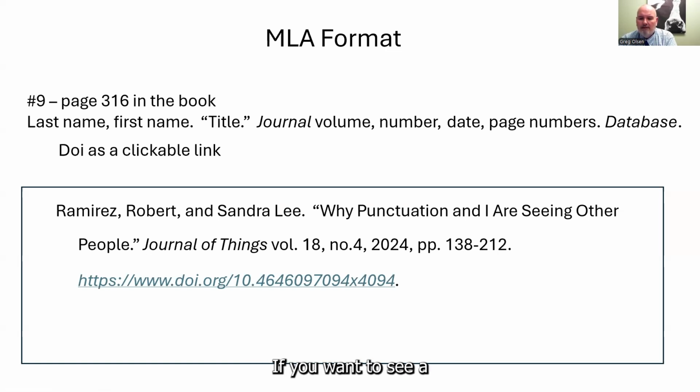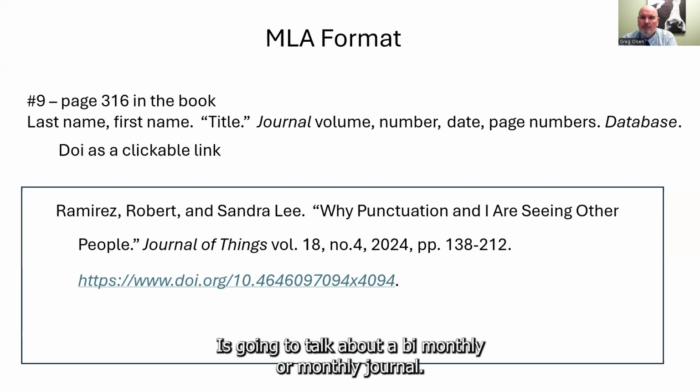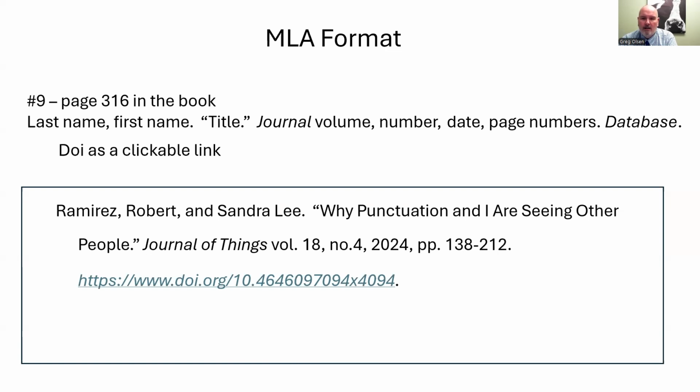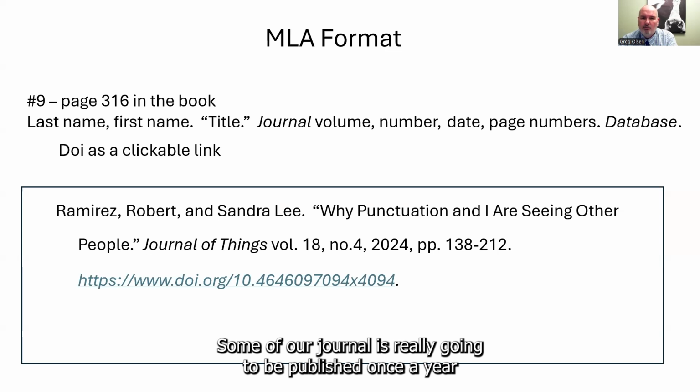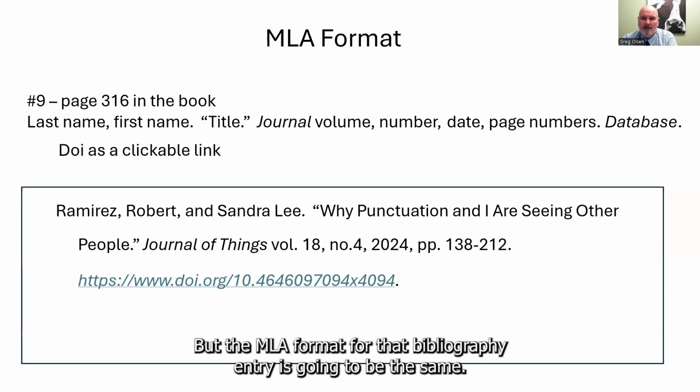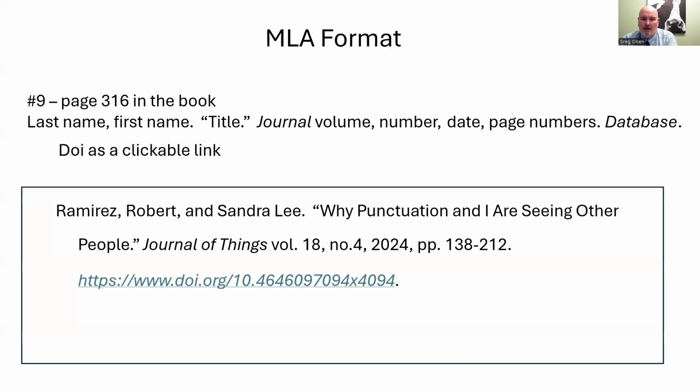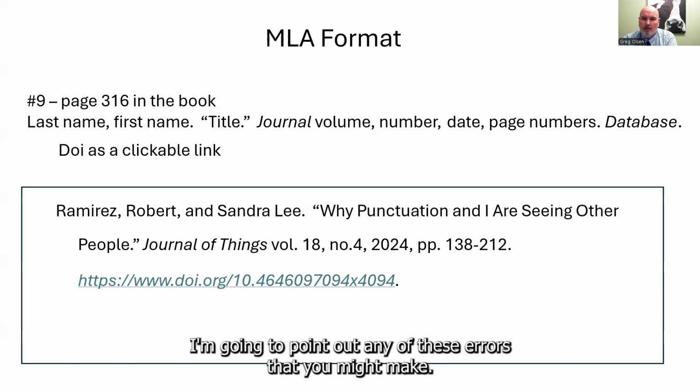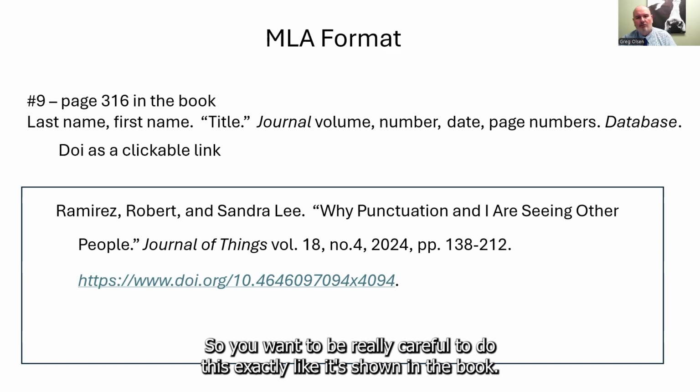If you want to see an example that you can use as a template, you can look at number 9 on page 316. It's going to talk about a bi-monthly or monthly journal. Some of our journals are only going to be published once a year or maybe twice a year, but the MLA format for that bibliography entry is going to be the same. We can see we need the last name, comma, first name, and a period. Again, I'm going to point out any of these errors that you might make. So you want to be really careful to do this exactly like it's shown in the book.